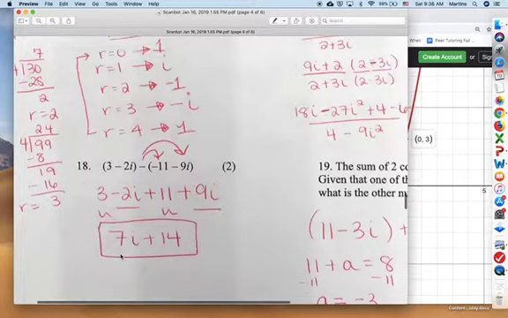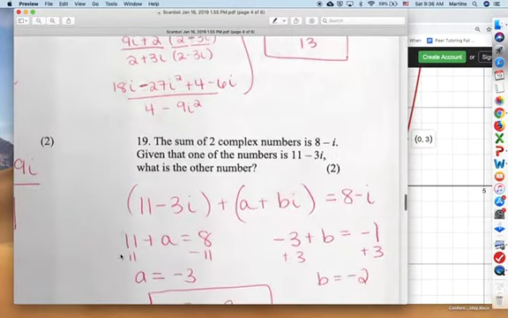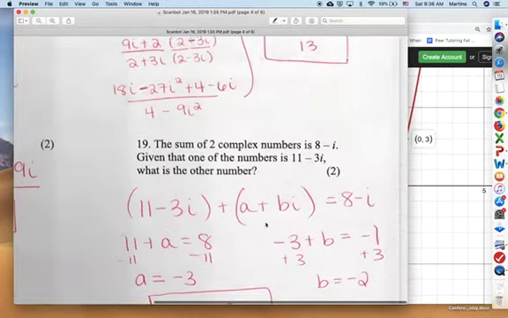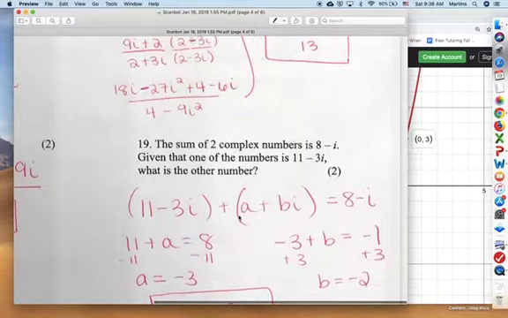Number 19. The sum of two complex numbers is 8 minus i. The sum is the answer, so that's why I put this over on the right-hand side. Given that one of the numbers is 11 minus 3i, what is the other number? We're basically asking ourselves, 11 plus what is going to give me 8? Because this and this combine together to get me this, the real part of my complex number. 11 plus what number gives me 8? If you subtract 11, you get negative 3. You can kind of do this in your head too if you want.